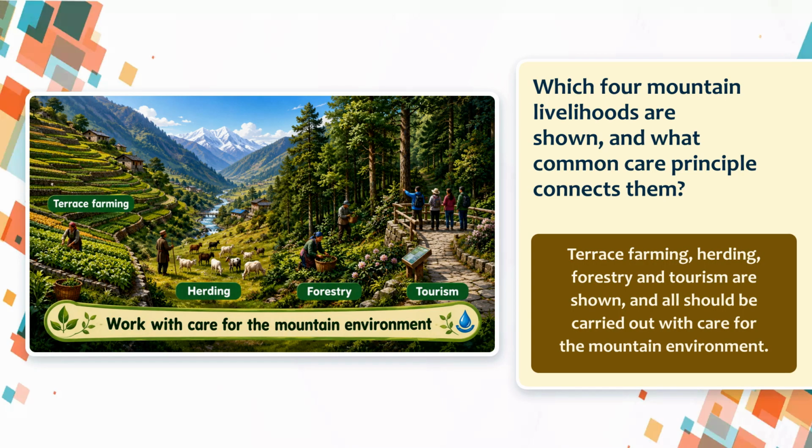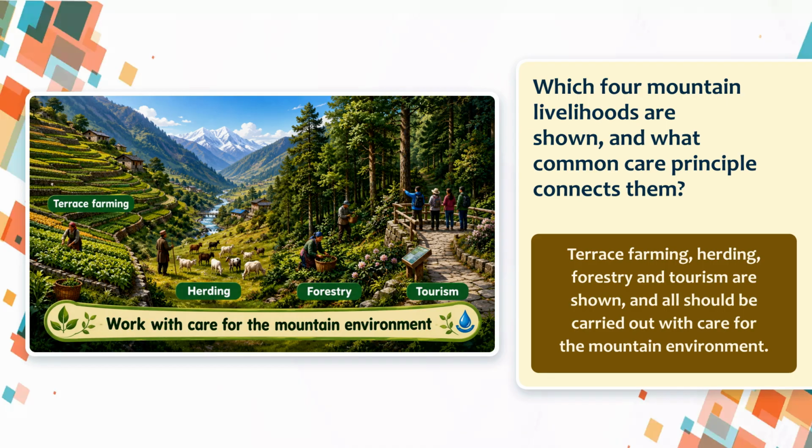Use the 4 labeled activity zones. Which 4 mountain livelihoods are shown, and what common care principle connects them? The landscape gives us 4 examples and 1 shared rule. Terrace farming, herding, forestry, and tourism are shown, and all should be carried out with care for the mountain environment. The bottom band connects the 4 activities.